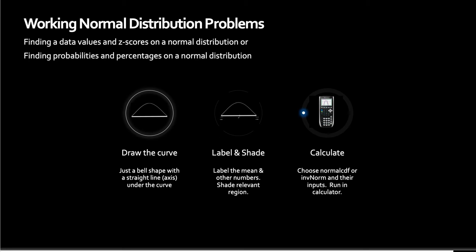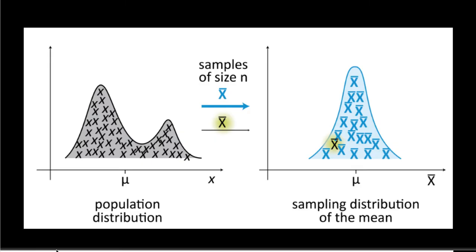There will be a slight tweak in the very last input of NormalCDF and in the very last input of InvNorm, because our standard deviation for sampling distributions is very slightly different than our standard deviation on normal population distributions. On a population distribution, you've got all these x's, and the x represents a single data value. We just call it x because we don't know what that data value is. So all of these x's represent different single data values. When we're doing the sampling distribution, though, this distribution is the distribution of x bars, or the sampling distribution of sample means.